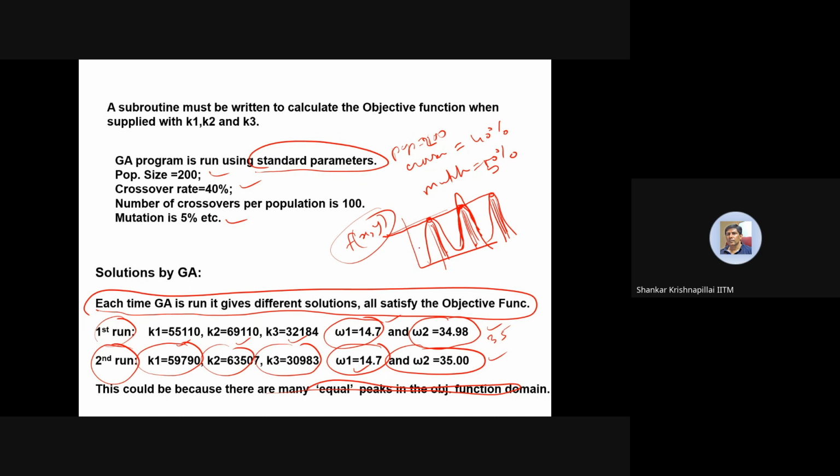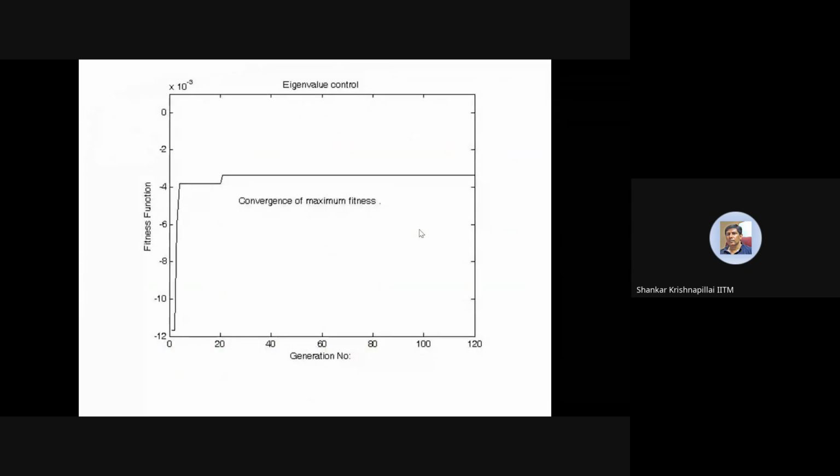One method is to restrict the range of K1, K2, K3 to a narrower range. Then you will get only this peak. In this case, we are given a wide range for K1, K2, K3, so multiple peaks with equal height are occurring in that range. So here also we are only getting this maximum fitness.